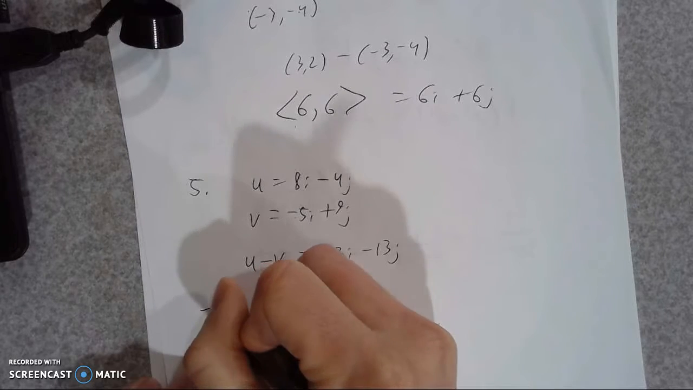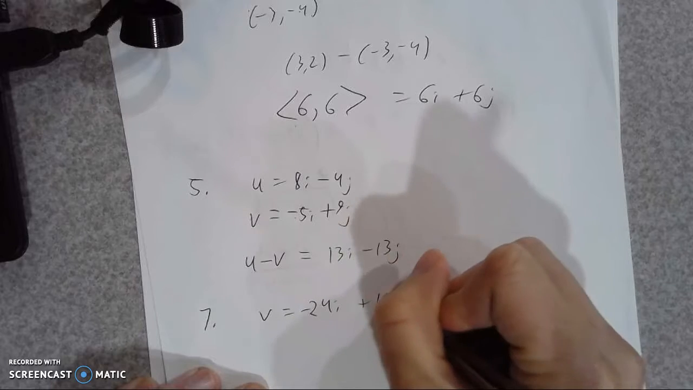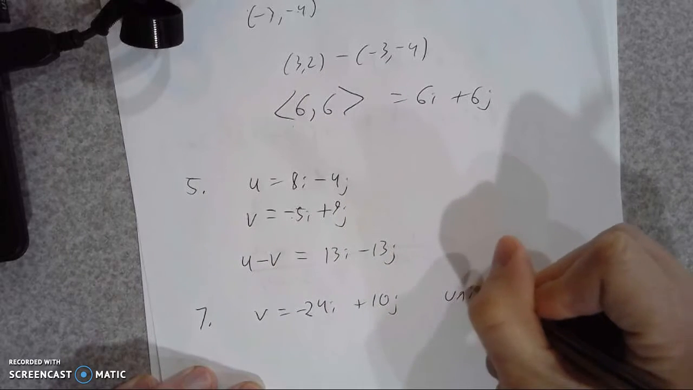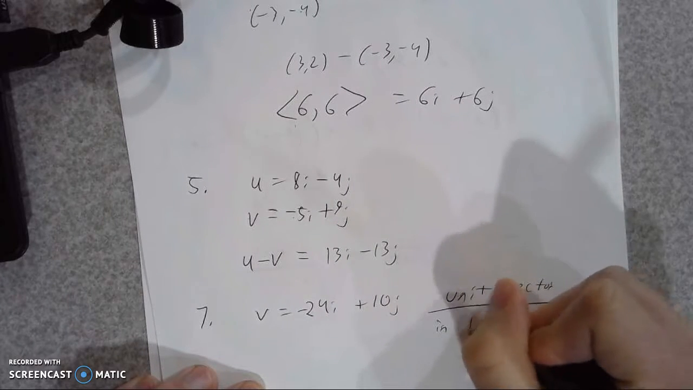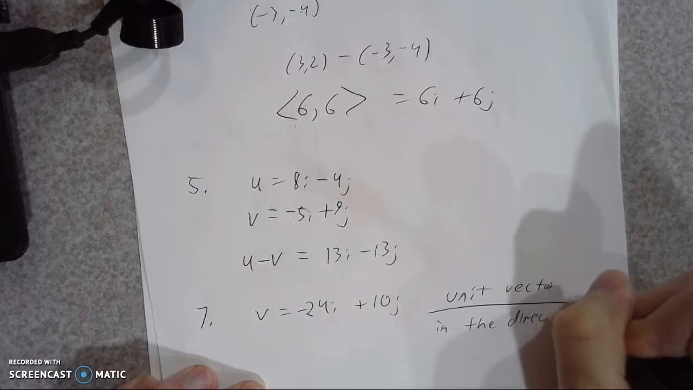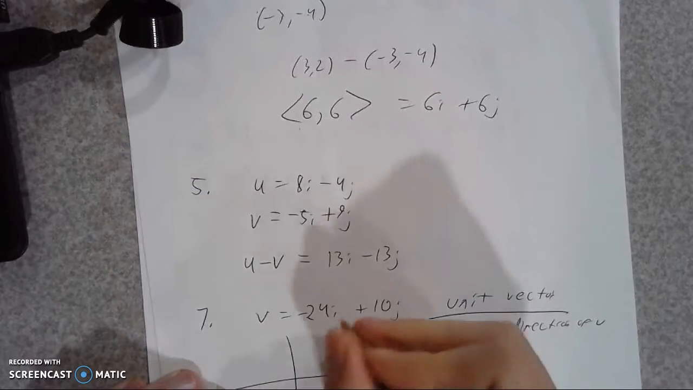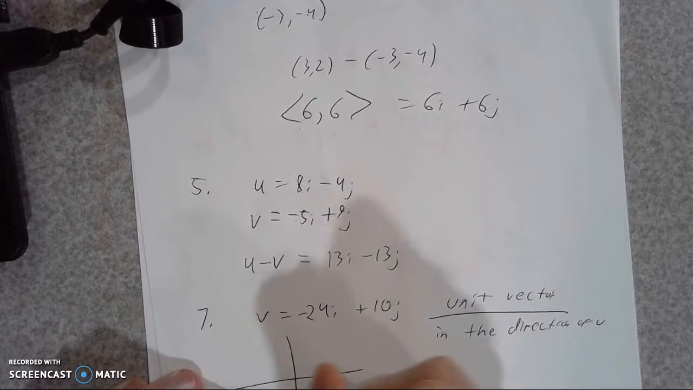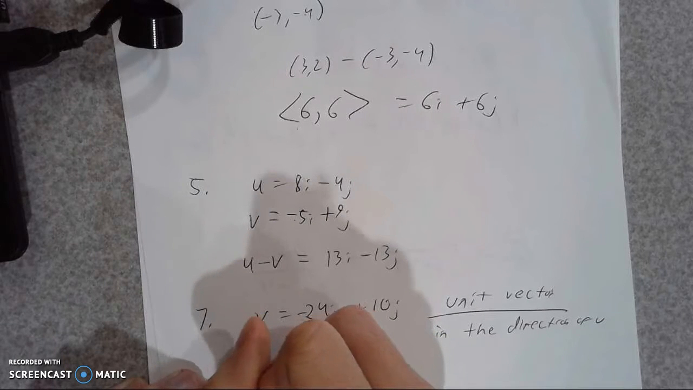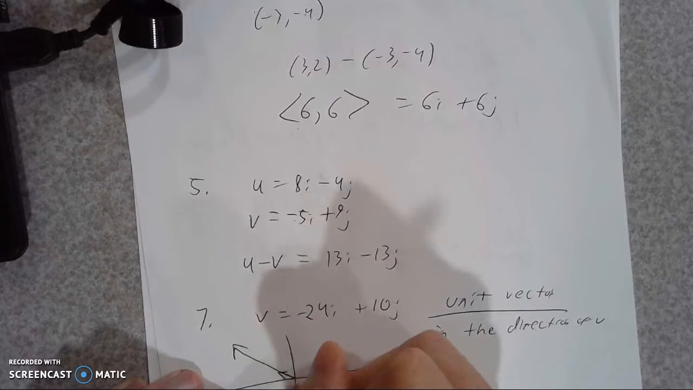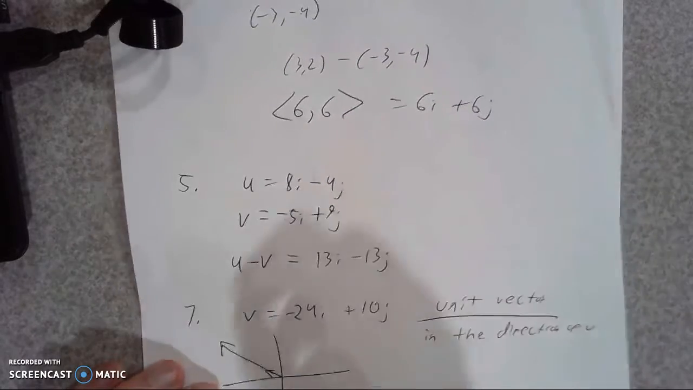Question 7 gives me a vector v and asks me to find something called a unit vector in the direction of v. So note, v is a vector that points 24 to the left and 10 up. So basically this is a vector going something like this. They want us to find the unit vector, which means length 1, like our i and j vectors, that goes in that direction.